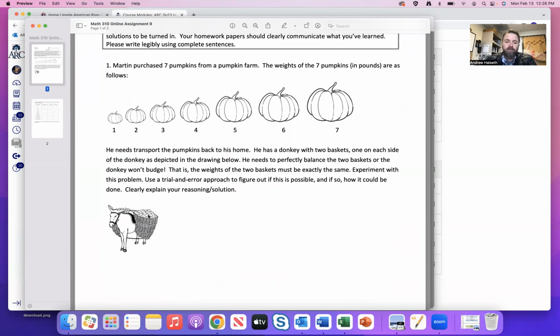You've got to leave them whole pumpkins. You've got to put some in one basket and some in the other, and you want it to be perfectly balanced. In other words, weigh the same on both sides. Okay, so use some trial and error to figure out if it's possible.